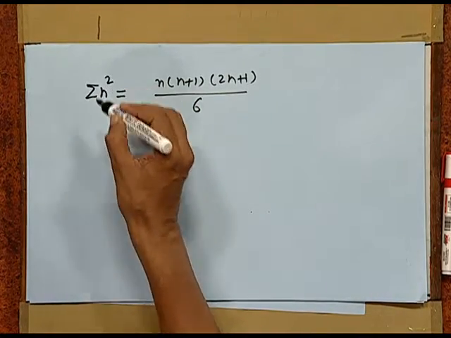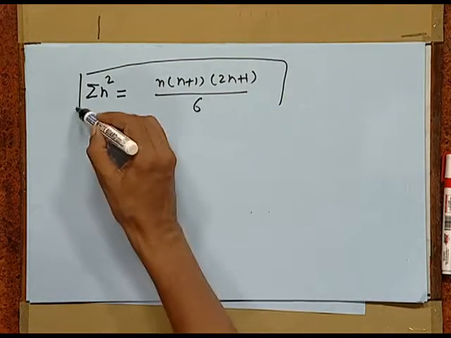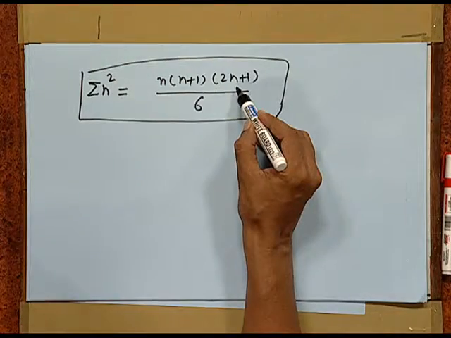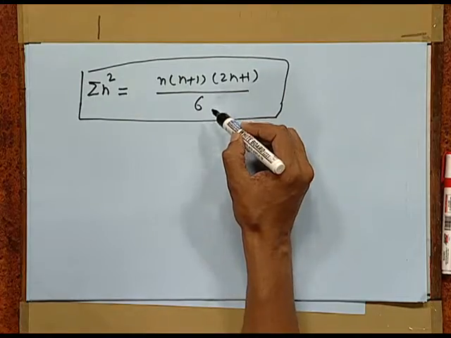This is our sigma n square. So, now we have a formula for the sum of squares of first n natural numbers. Sigma n square is n times n plus 1 times 2n plus 1 upon 6. Now, we can proceed for sum of cubes of n natural numbers.